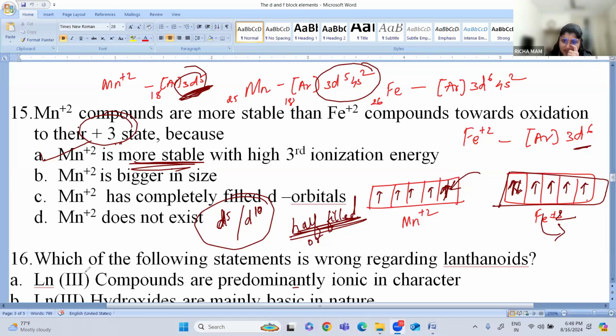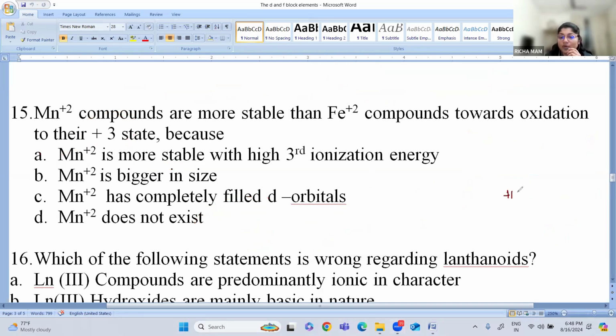What do you mean by ionization enthalpy? Ionization enthalpy means the minimum amount of energy which is required to remove the electron from its isolated gaseous atom. So if I want to remove the electron from its outermost shell, suppose I am talking about sodium, sodium is 11, so it is 1s2, 2s2, 2p6 and 3s1.